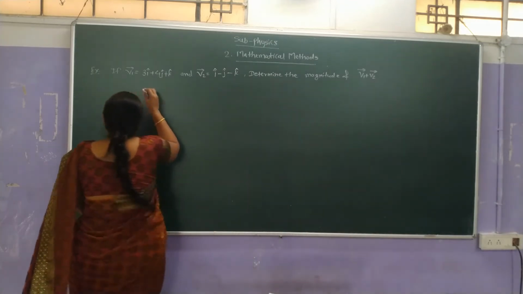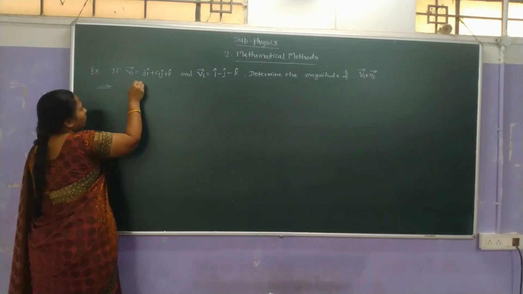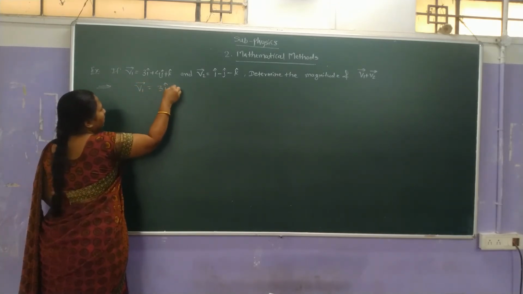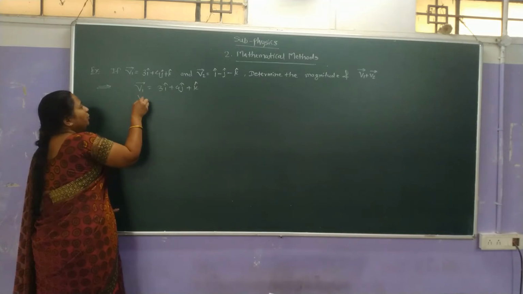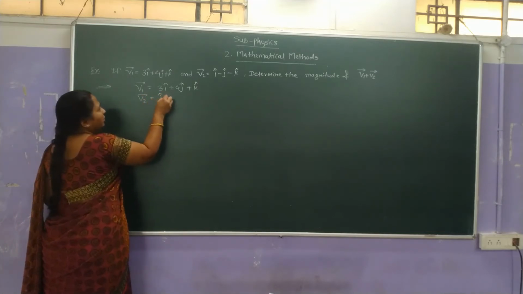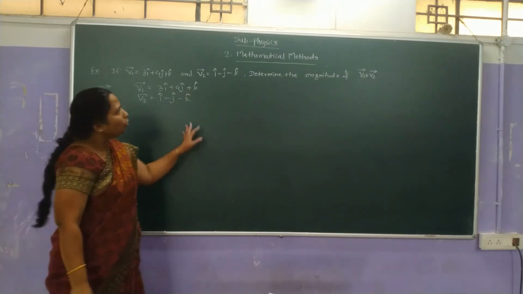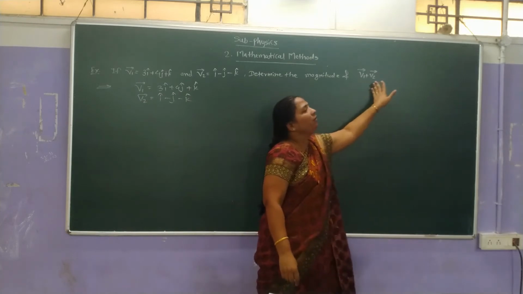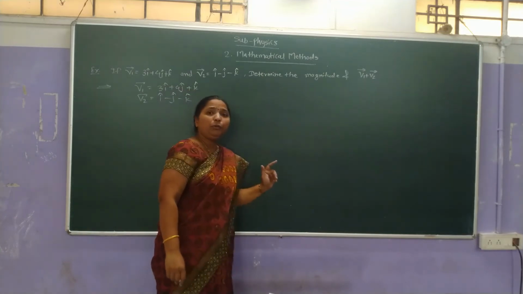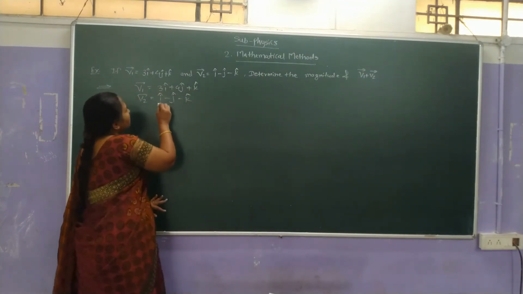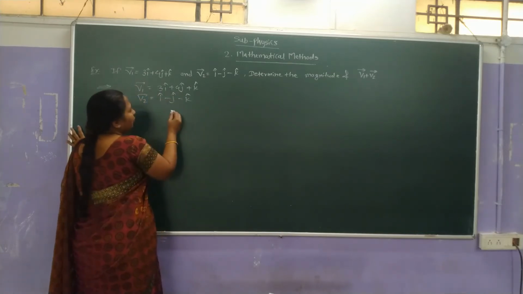Therefore, v1 vector is equal to 3i plus 4j plus k vector, and v2 vector is equal to i vector minus j vector minus k vector. To calculate the magnitude of v1 plus v2, how to calculate that magnitude? First we calculate the addition of the two vectors, v1 vector plus v2 vector.